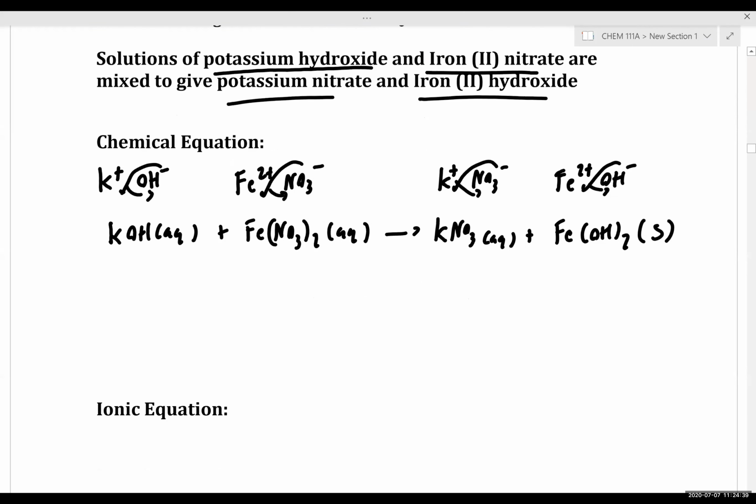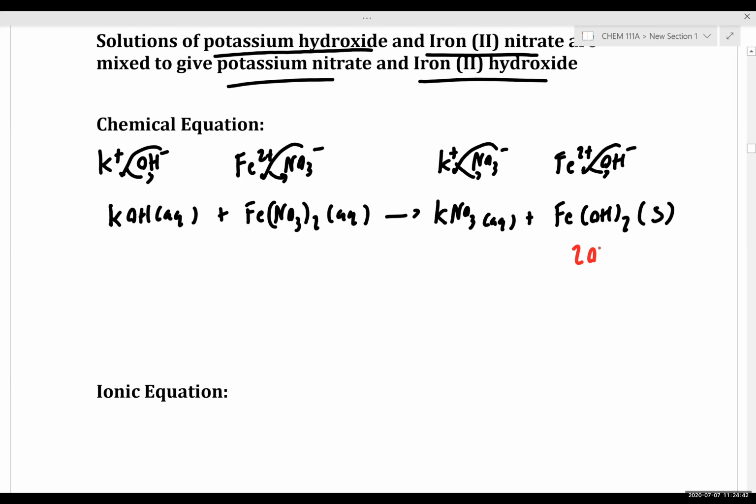Now checking our equation, we notice in terms of ion counting, we have 2 hydroxides on the right. We have 1 hydroxide on the left. 1 times what would give us 2? What coefficient do we need for potassium hydroxide? 2. For nitrate, we have 2 nitrates on the left. We have 1 nitrate on the right. So 1 times 2 would give us the 2 nitrates that we need.